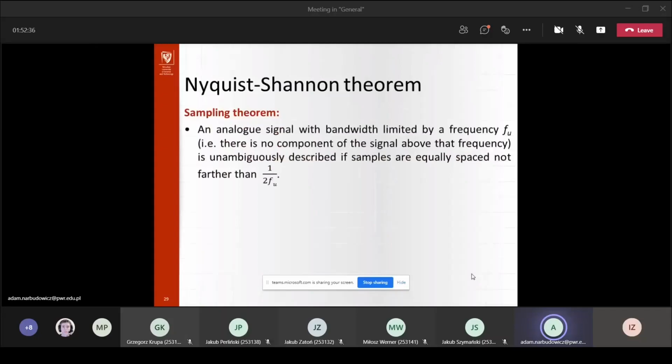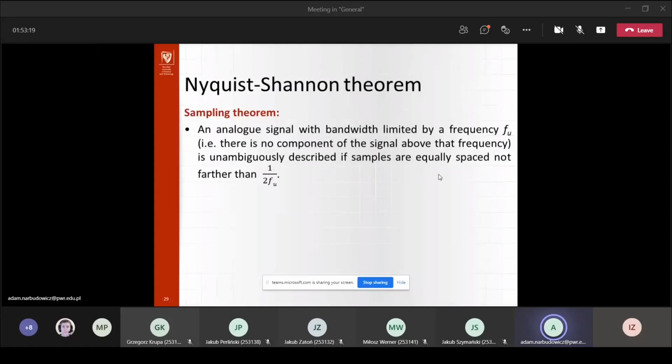Okay, so typically we have a signal that is limited in bandwidth with a certain frequency FU, where U stands for upper. Whatever the shape of our signal is, it does not contain frequencies which exceed our FU, our upper frequency.